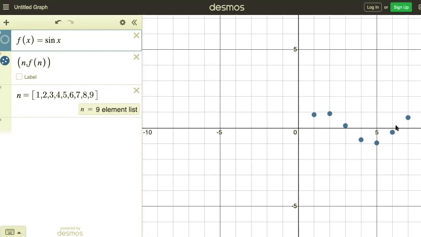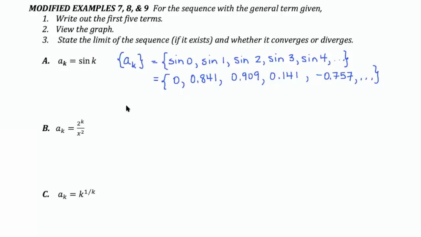So what would we say about the limit? Well, it's not getting closer and closer to any particular value. It keeps heading to some extremes of either positive 1 or negative 1. So now that we've looked at the graph, we've confirmed what we really should already know, which is that the limit as k approaches infinity for sine of k is going to be a situation where it just does not exist. And because it does not exist, we say that the sequence diverges. It's not heading towards any particular y value.